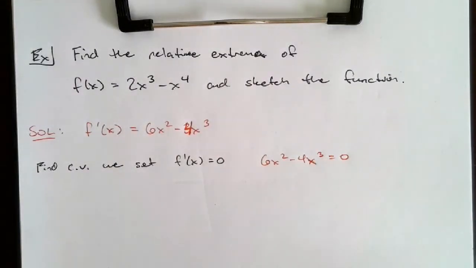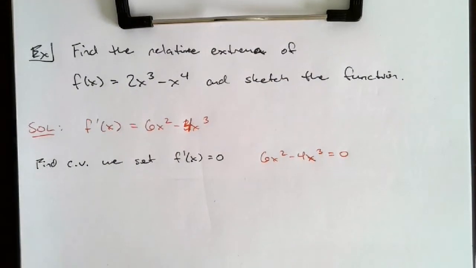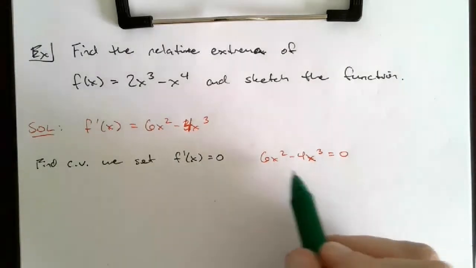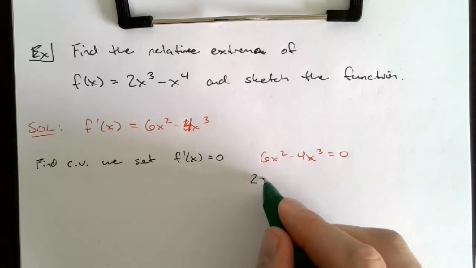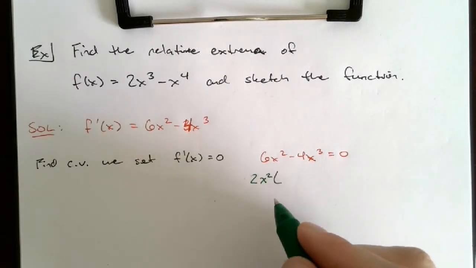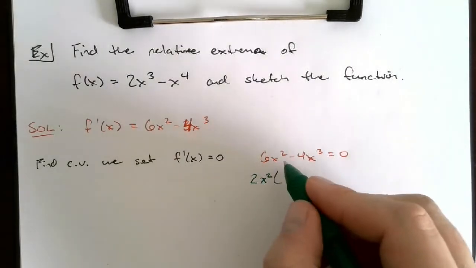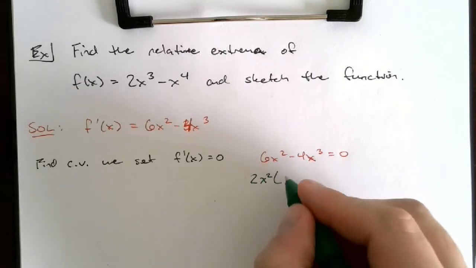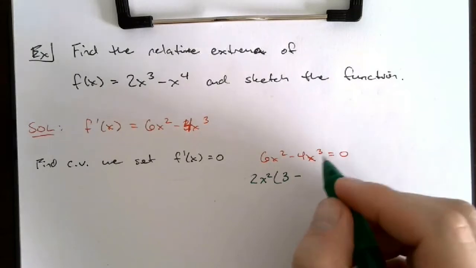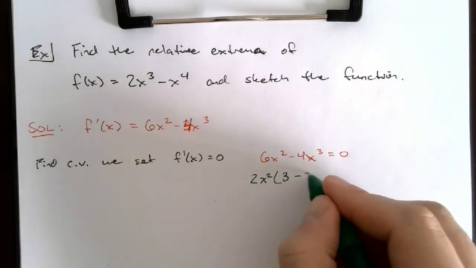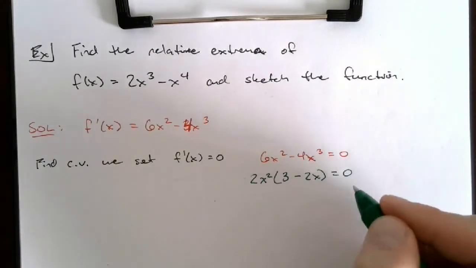You should always try to solve by factoring first. Looking for a greatest common factor, I know I can take out 2, and x squared and x to the third have a common factor of x squared. So I'm going to take out a 2x squared, and then what's left inside? Well, 6x squared factoring out the 2x squared leaves me with 3, minus the 4x cubed factoring out the 2x squared gives you minus 2x. The whole thing equals 0.